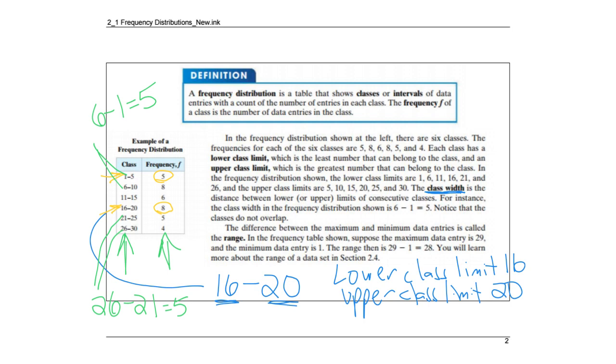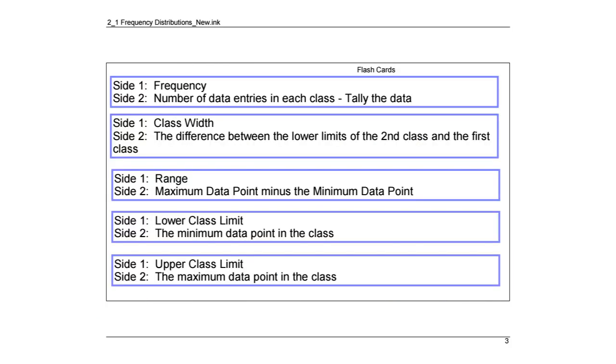put together some flashcards, I think, on here. Otherwise, I'll have the flashcards separate. Nope, there's the flashcards right here. Okay, so for the first one, we're looking at the word frequency. And that is the number of data entries that's in each class or each interval. And we actually tally up the data, and we're going to do that together.